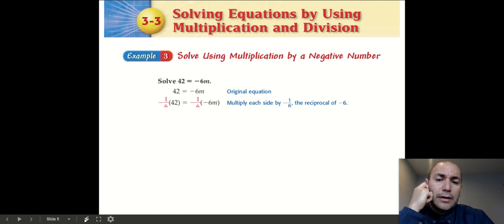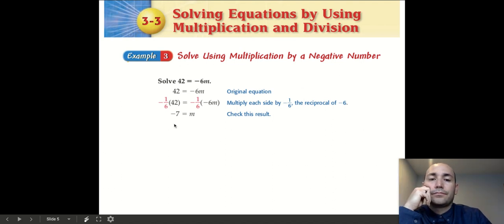When I multiply by negative 1/6, negative 1/6 times negative 6, a negative times a negative is a positive. 1/6 times 6, it's the reciprocal, because negative 6 is just negative 6 over 1. Those two will cancel out, right? So these cancel out, leaving me with just m. And negative 1/6 times 42 gives me negative 7. That would be my solution. The solution is negative 7. You could multiply as negative 1/6 times 42 over 1, and then simplify. Or multiplying by negative 1/6 is also equivalent to dividing by negative 6.